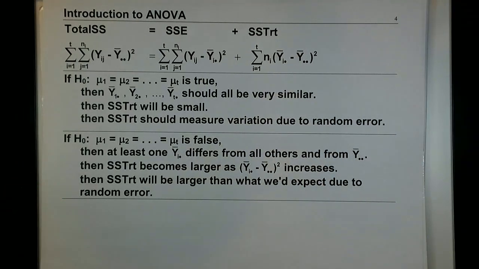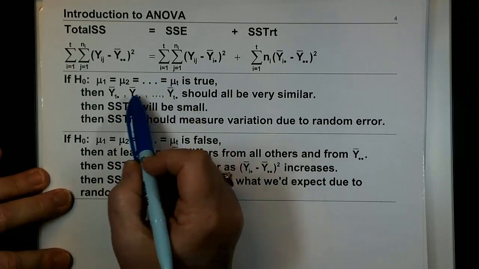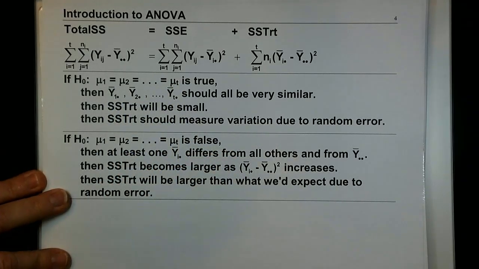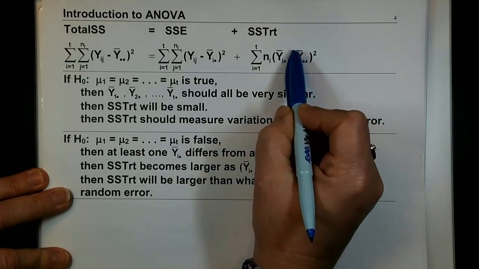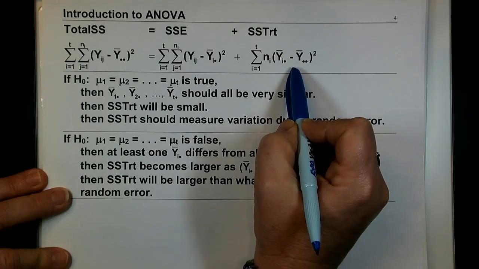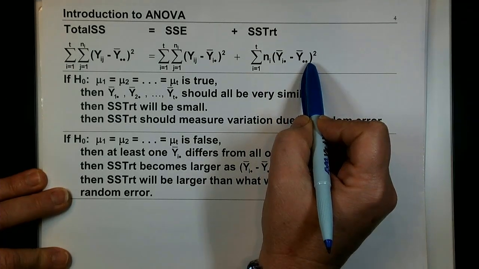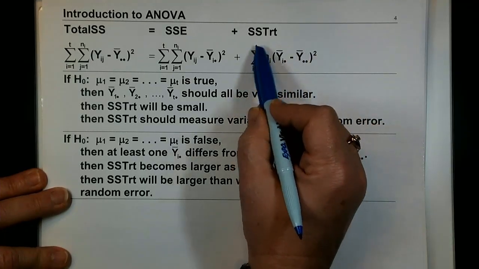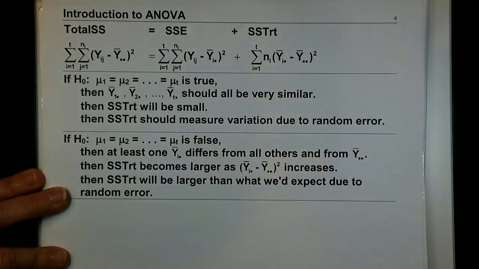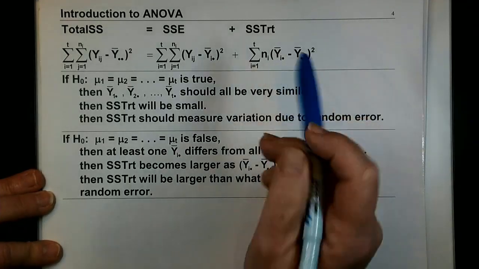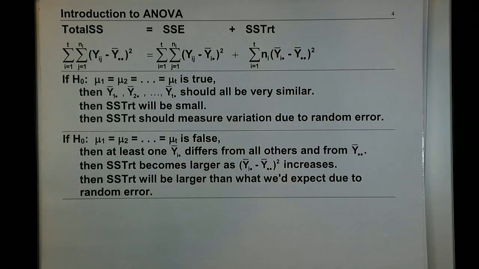So if the null hypothesis is true, all of our y bars should be close to each other, right? If the null hypothesis is true, then each one of these yi dot bars is trying to estimate the same thing, so they all should be close together. Then this value over here is going to be close to 0, and I'm adding up all these differences that are close to 0. So if the null hypothesis is true, I would expect this sum of squares treatment to be small, and it's just going to measure what I see due to random variation alone, right?